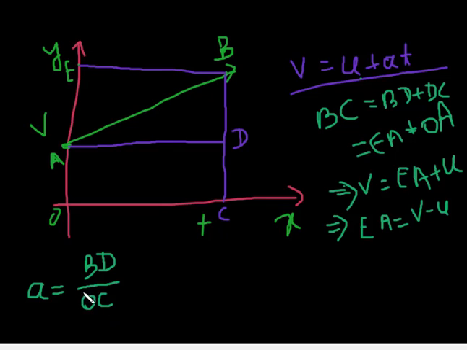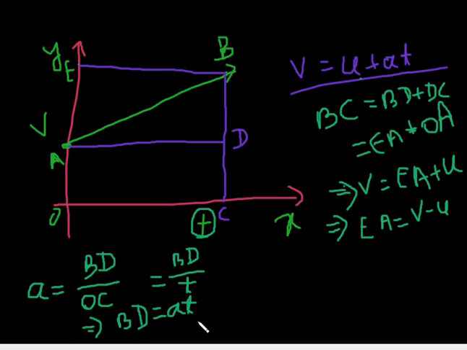Okay. Now in place of OC, the time t can be taken because we have considered OC as t. So here it will be BD divided by t, or it can also be written as BD is equal to a t. Now this t is in denominator, it will multiply with a. So BD is equal to a t.